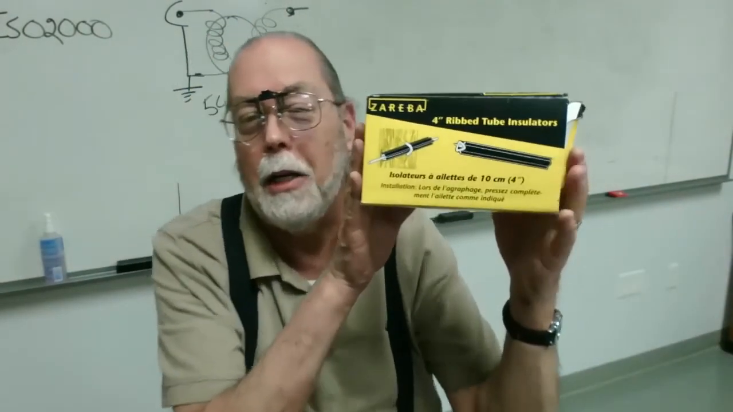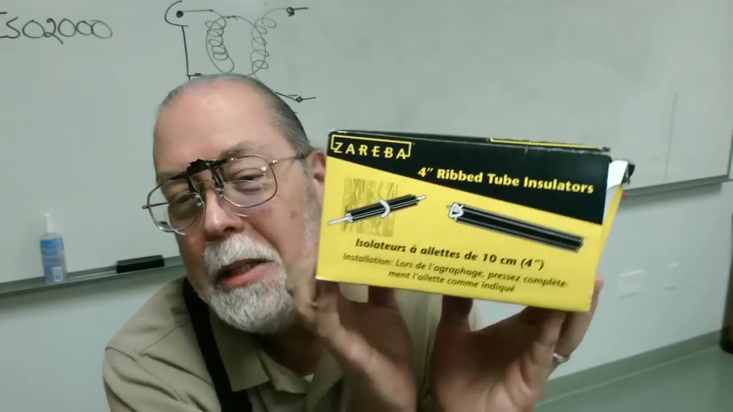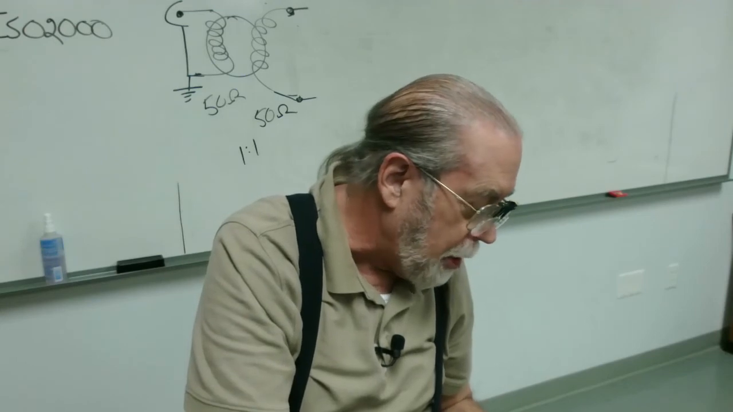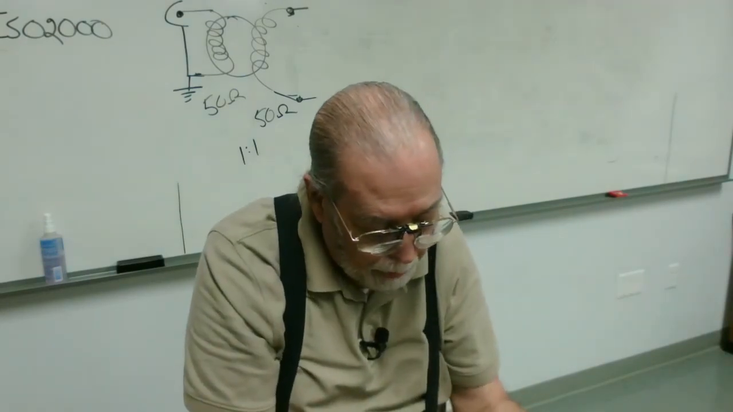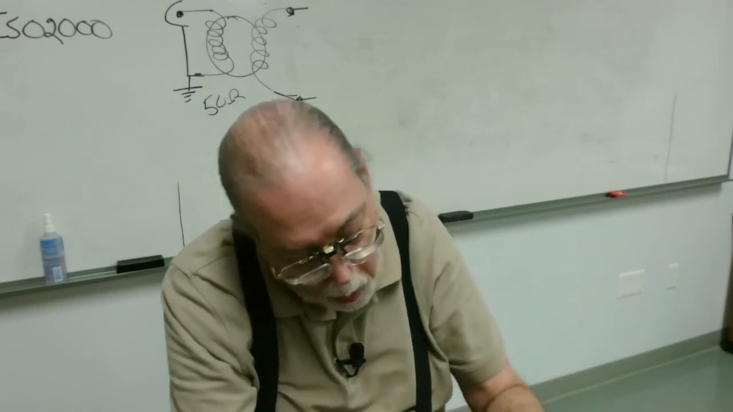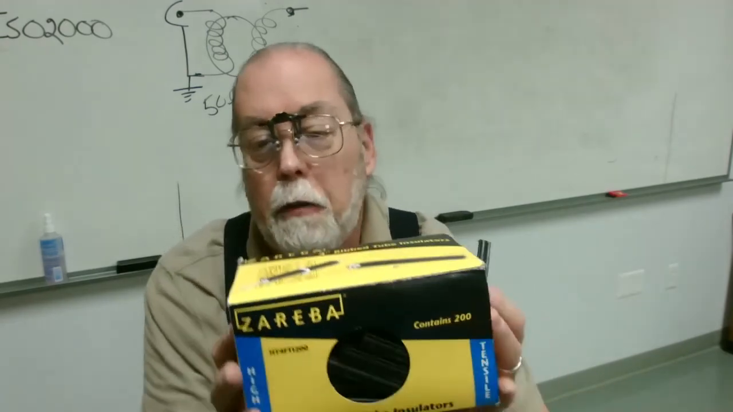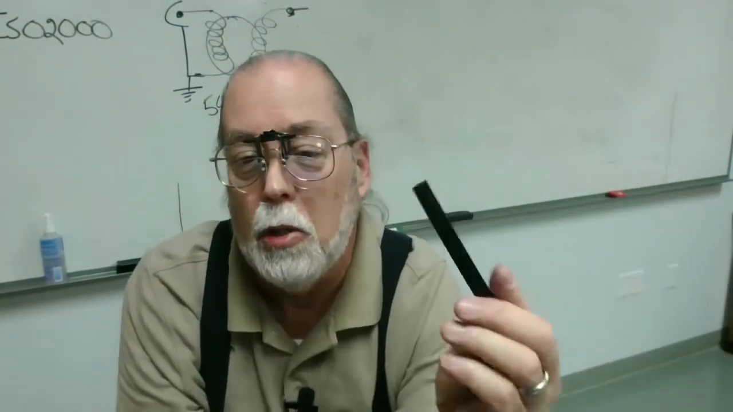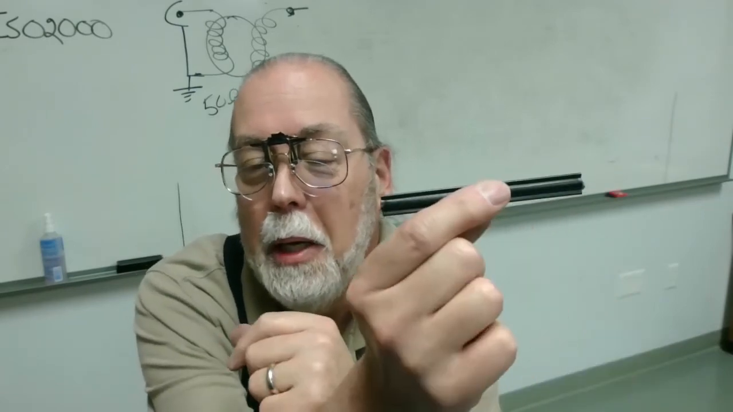Ta-da! Okay, can you all see that? That is how you make open wire line. You buy these at the farm store. You go to Tractor Supply or a place that carries materials for electric fences, okay? And this is what it looks like.